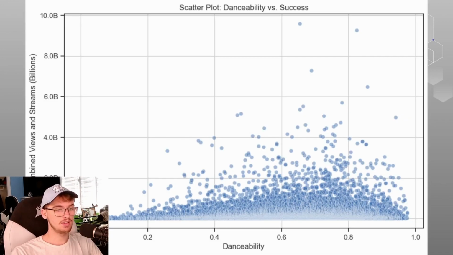And so you'll see here we have danceability here at the bottom, measured between 0 and 1, and then combined views and streams in terms of billions because it gets into the billions. So it, as you see, doesn't go above about 10 billion here, but we want to include every data point. So it looks like there's not much of a correlation. Most of it sits under this 2 billion range, and then you have some that kind of go above it, but it doesn't increase as danceability increases. It remains kind of stagnant.